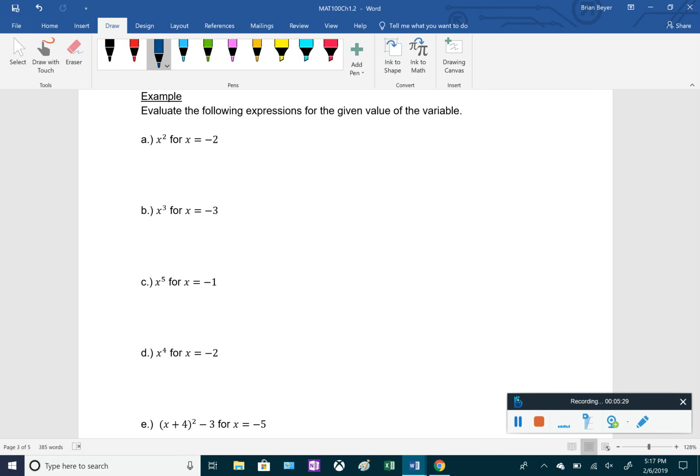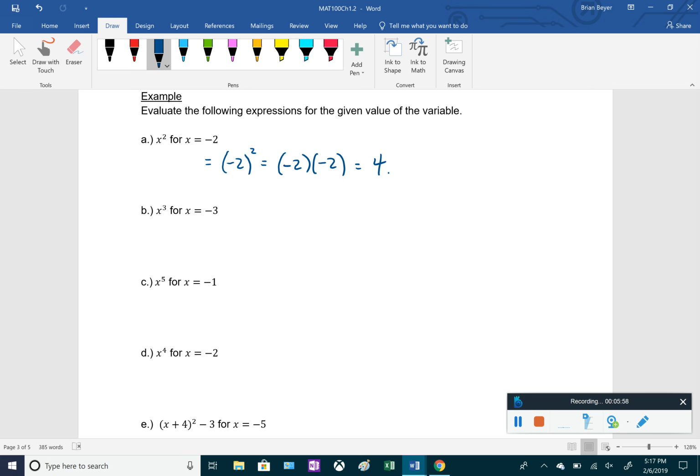So let's evaluate x squared when x is negative 2. So plug in a negative 2 with parentheses. So negative 2 squared, so it's to an even power, so we know it's going to be a positive answer. But I'm going to write this whole thing out. So negative 2 squared is negative 2 times negative 2. Negative times a negative becomes positive. 2 times 2 is 4.